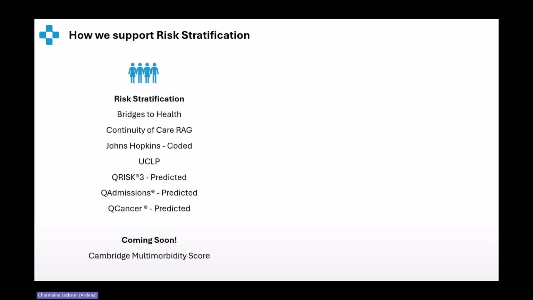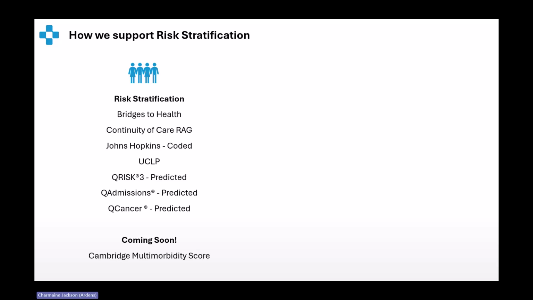Now, we cover the most common risk stratification tools, which again, we will show you each of these shortly. Some of you may have adapted this already. In a minute, we're going to ask you some poll questions to understand what you are using and what you're not using. But we cover Bridges to Health. We cover continuity of care. I've mentioned that already. We cover Johns Hopkins, UCLP, QRisk3, QAdmissions, and also QCancer. And anyone that is using the Cambridge multi-morbidity score, we'll soon be helping you with that as well.